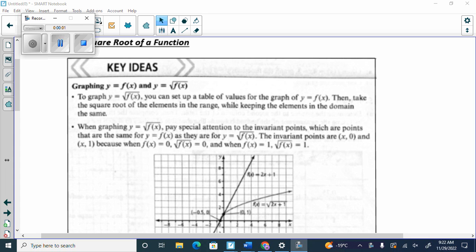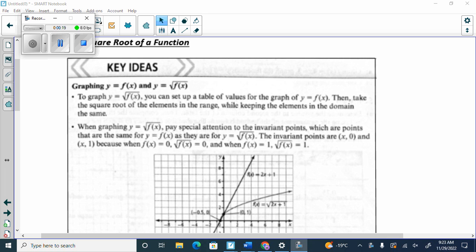There's two lessons. One, just transformations of a radical graph, right? Moving a radical graph around. The second one is this one, where I take linear and quadratic functions, or any function technically, but most of the time it's linear and quadratic, and I put the entire function under a radical and see what happens.